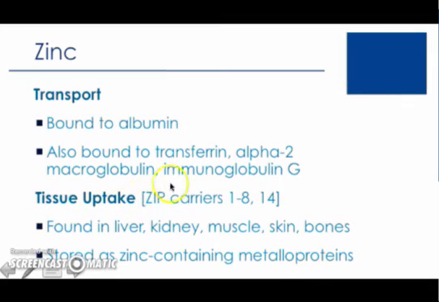We will review the cellular uptake of zinc in different tissues in the body. So there are a number of these ZIP carriers. We saw the first ZIP carrier involved in the absorption of zinc. That was the ZIP4 carrier that was embedded within the brush border membrane of the enterocyte. We see a number of additional carriers, 1 through 8 or 14, involved in the tissue uptake of zinc. These will be found in particular tissues, including the liver, the kidney, the muscle, the skin, and bones. Within these cells, zinc may be stored as zinc-containing metalloproteins.